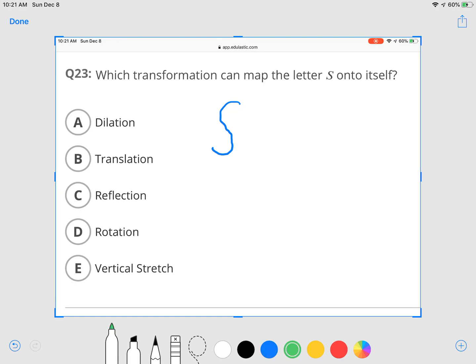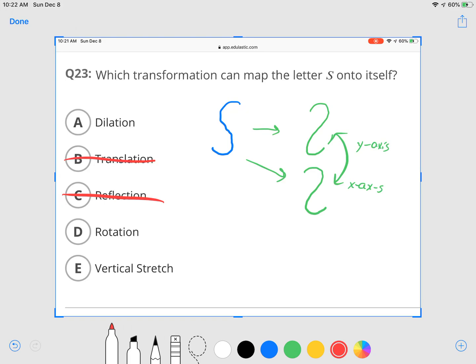A reflection will not work. Here's one reflection. Upside down, it would end up like this. Here's another reflection, but like being reflected left to right. It would look like this. Actually, they will both look the same. Whether you reflect across like a y-axis or whether you reflect across like an x-axis, the S will have been flipped around. It won't land back on top of itself. So a reflection won't work. So we can get rid of reflection.